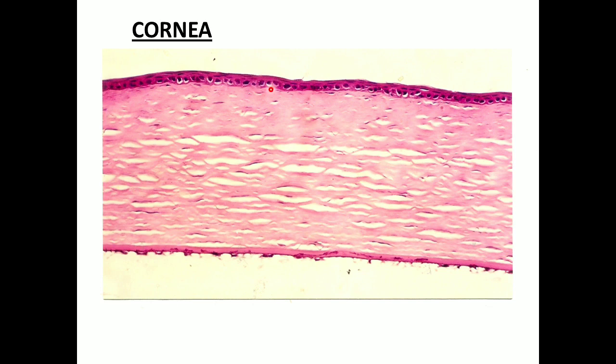In this slide you can appreciate an original histological slide. All the layers of the cornea can be appreciated: epithelium, anterior limiting membrane, stroma, posterior limiting membrane, and the endothelium respectively.